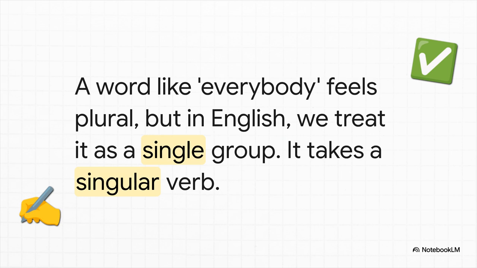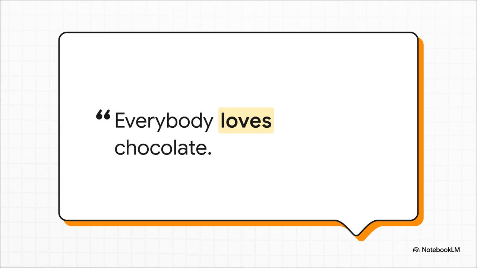A word like everybody feels plural, doesn't it? I mean, it refers to a lot of people. But in English grammar, we treat it as a single unit, as one group. And because it's treated as singular, it needs a singular verb. Just look at this example. We don't say everybody loved chocolate. We say everybody loves chocolate.